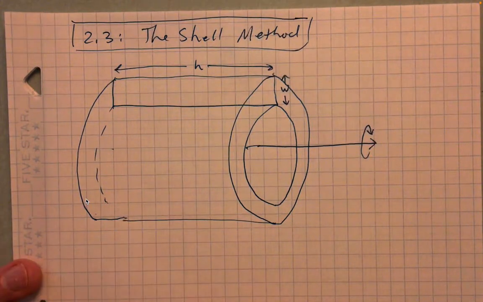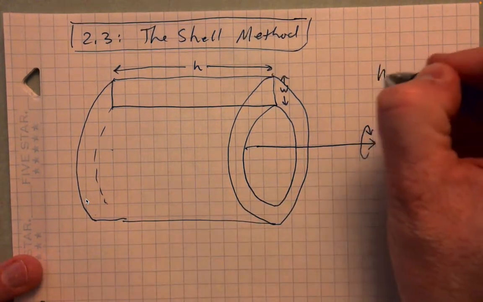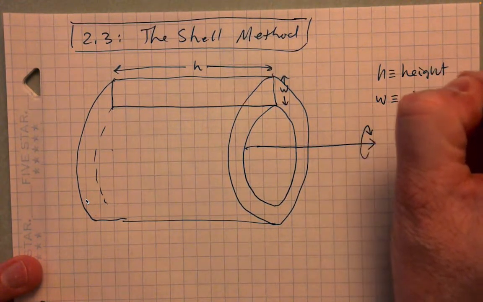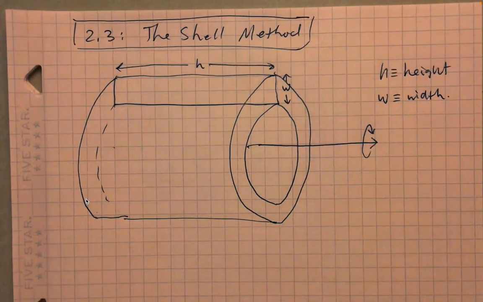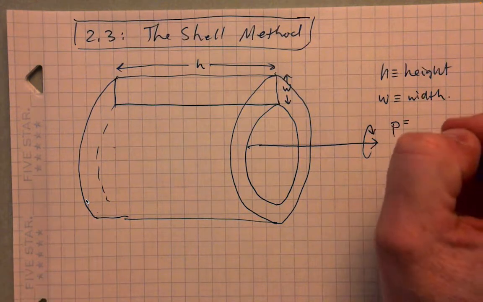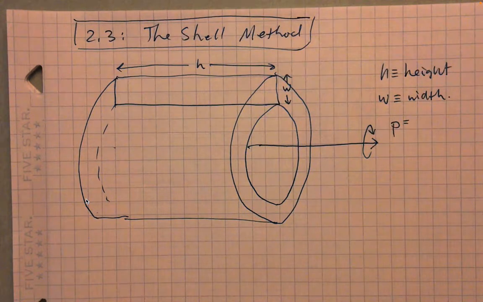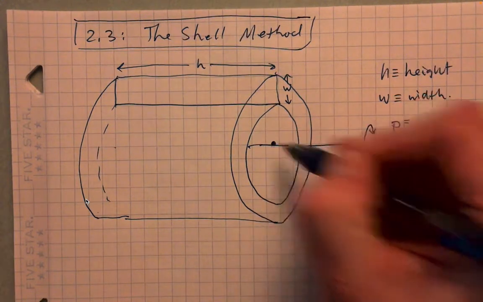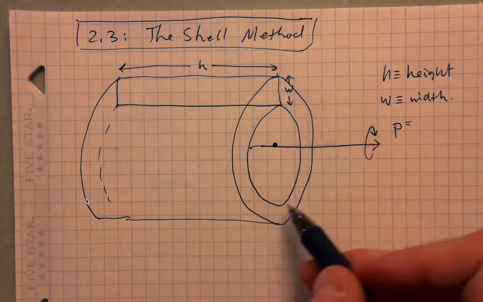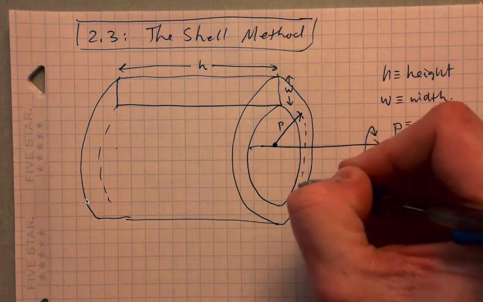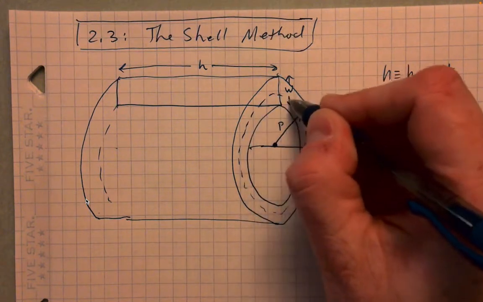Keep in mind so far we've got h is the height, w is the width. Now we want to introduce another quantity, and that's going to be p. p is going to be the distance between the axis and the center of the rectangle. So if this is the center of the face here, then p is the distance up to the center of the shell.